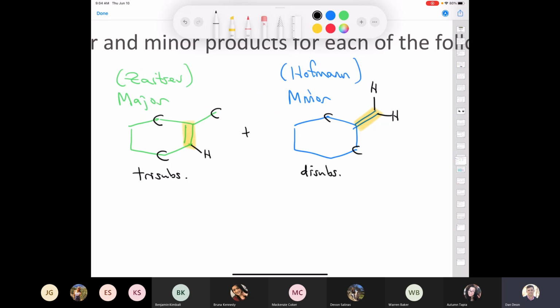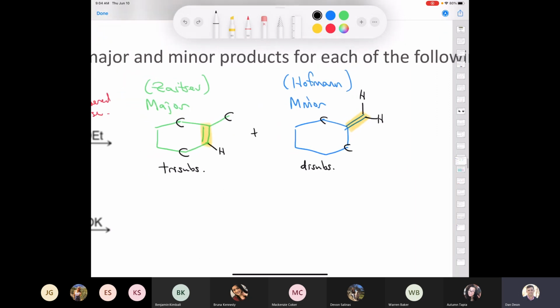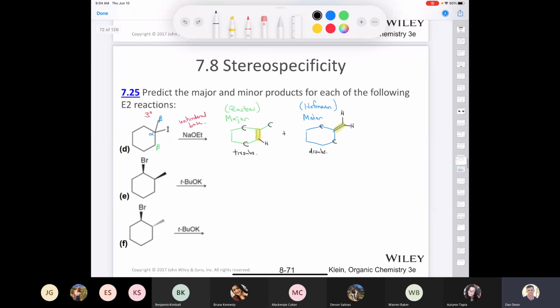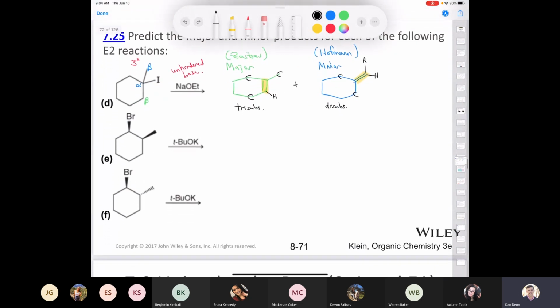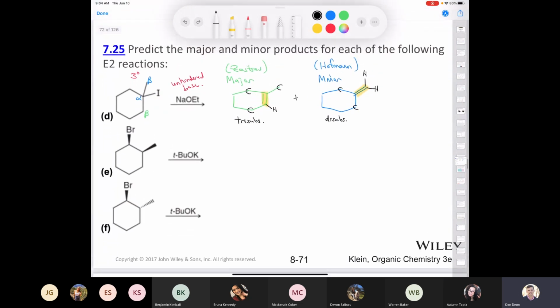And remember that last class we talked about how the more substitution we have in a double bond, the more stable it becomes. All right, so the Zaitsev product is the most stable product. It's the tri-substituted product, and there you have it.